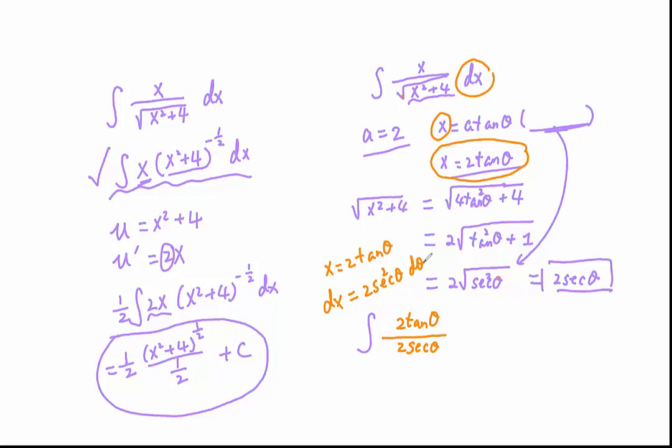So I have my dx, so I'm going to copy the dx. dx is 2 secant squared d theta. We can simplify right here. I'm going to cancel this with one secant theta. Now we have a new integration that is 2 tangent theta secant theta d theta. Okay, so what's the integration of tangent theta secant theta?